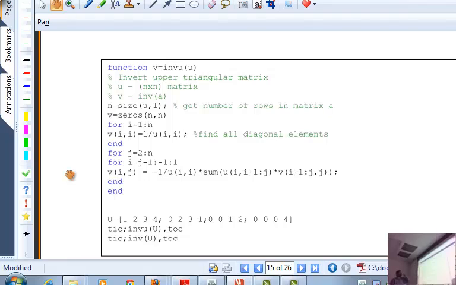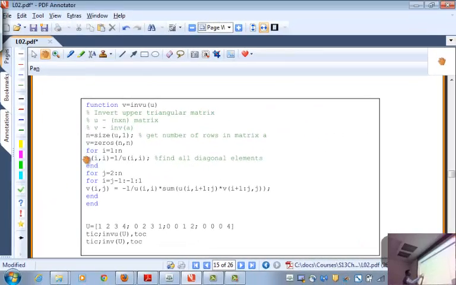Okay, so you give me U, and I find out what the size of that matrix is, and then I initialize V to be zeros n by n, and then the first loop, which implements the diagonal elements, finds all the diagonal elements. And the second equation has 2 loops, and that's all. Very simple code will find the inverse of any size upper triangular matrix. Okay, that's what I mean by efficiency. And I would like you to play with MATLAB and test it out.